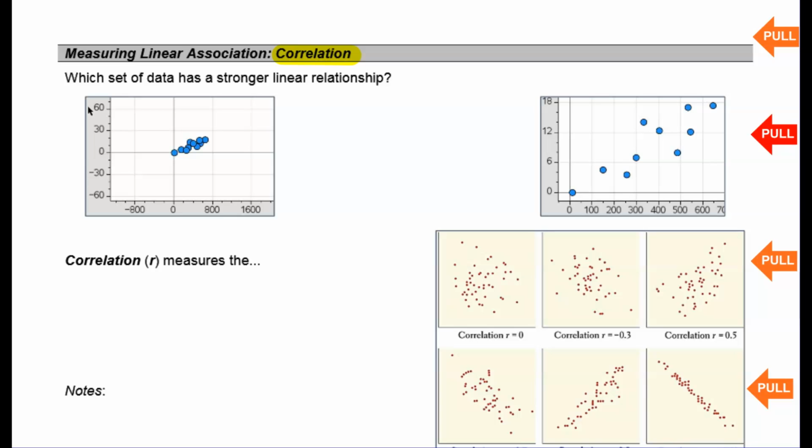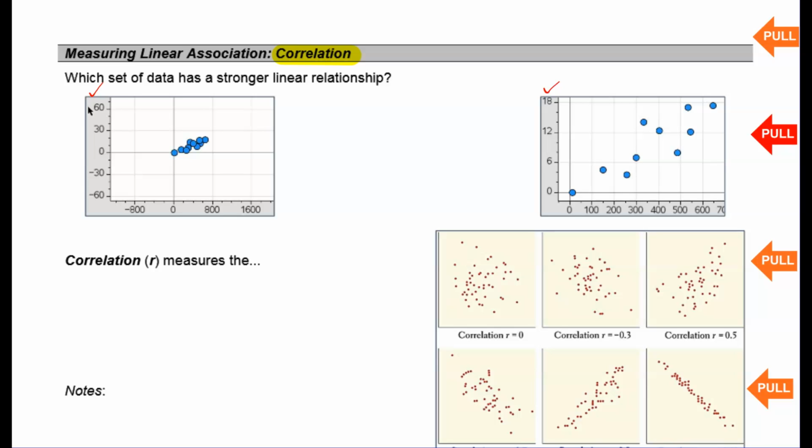And that's a word that you probably have an understanding, an intuitive idea of what that means. But trust me, in AP statistics, it has a very specific definition that we will be using for the rest of the year. All right, to start our discussion about correlation, I want to look at the two sets of scatter plots here. We have one on the left and then one on the right. And we're asked which set of data has a stronger linear relationship.